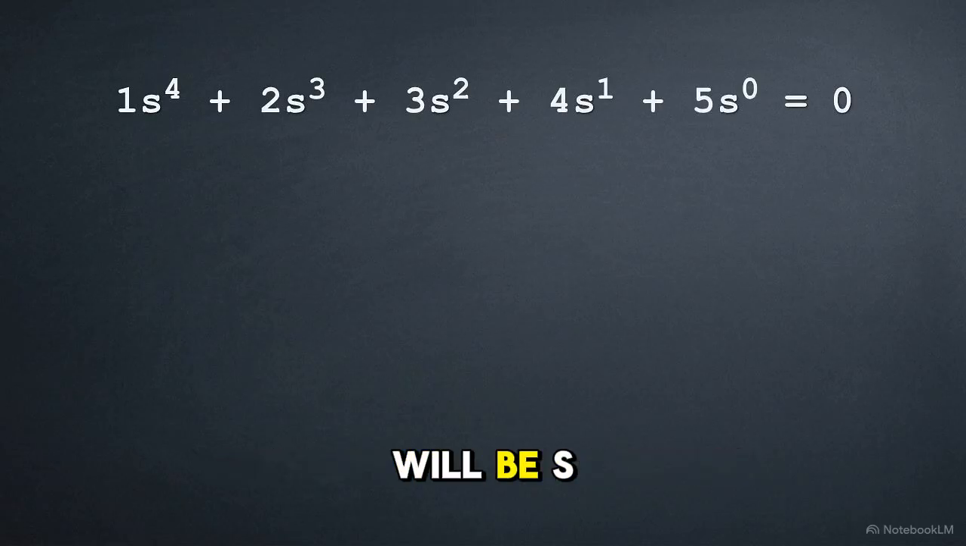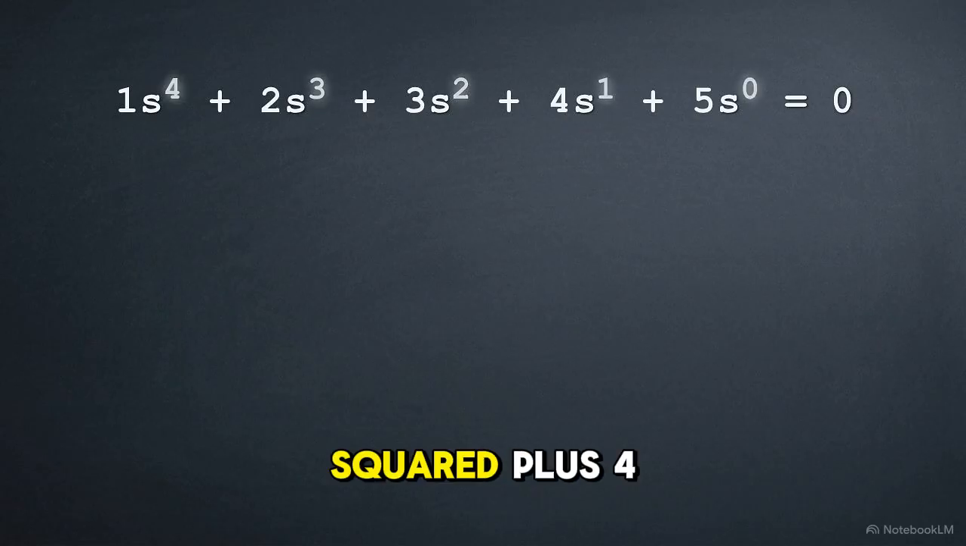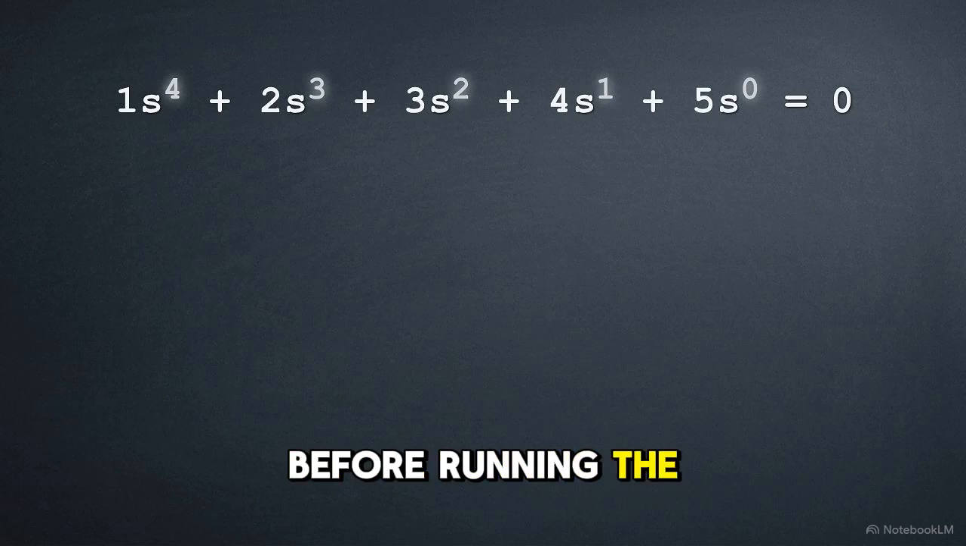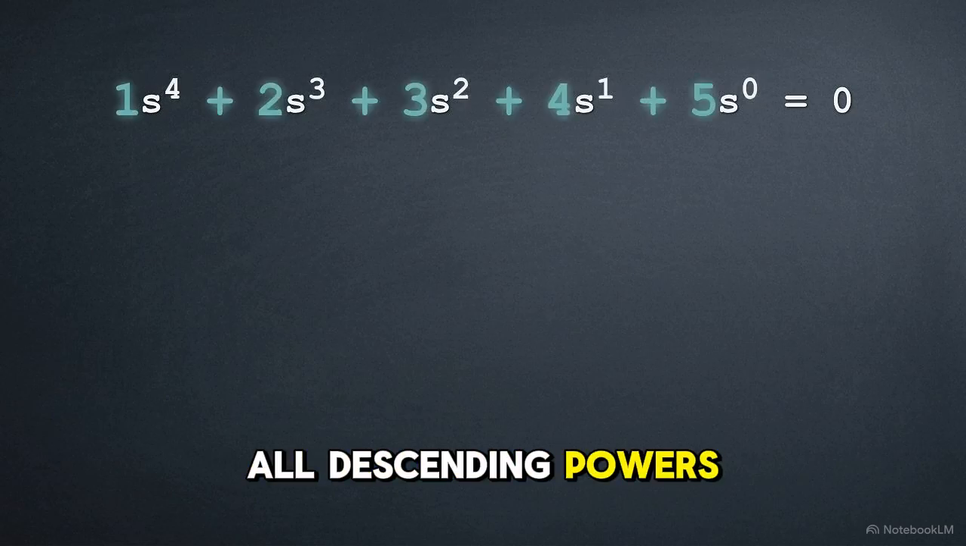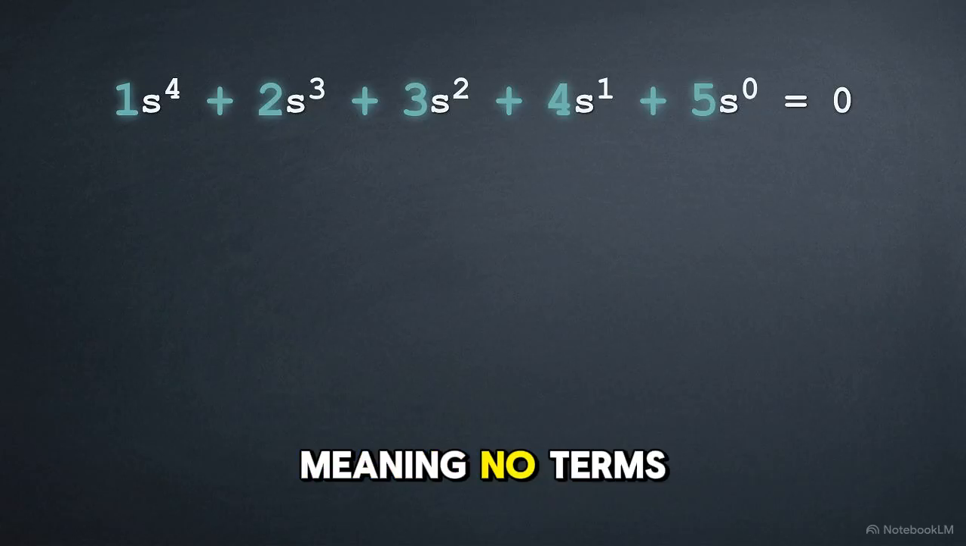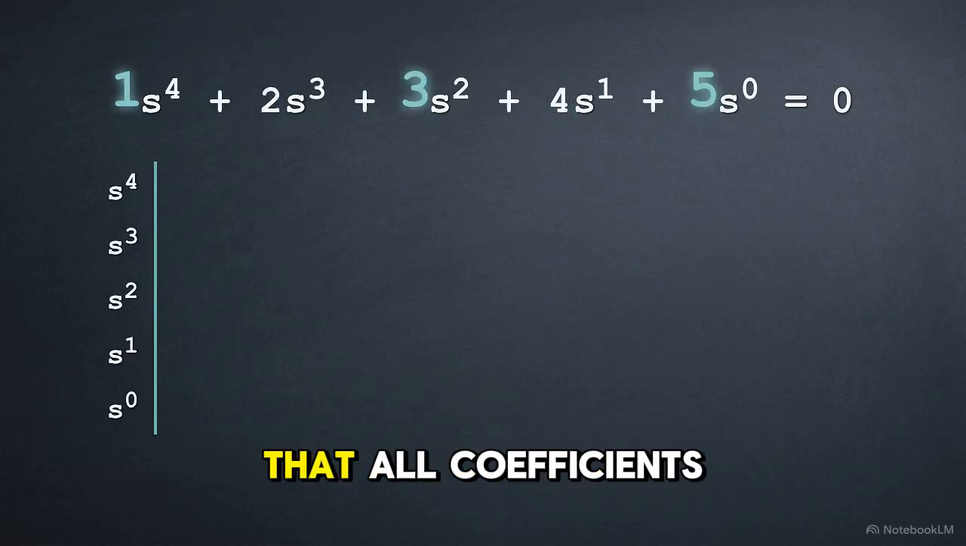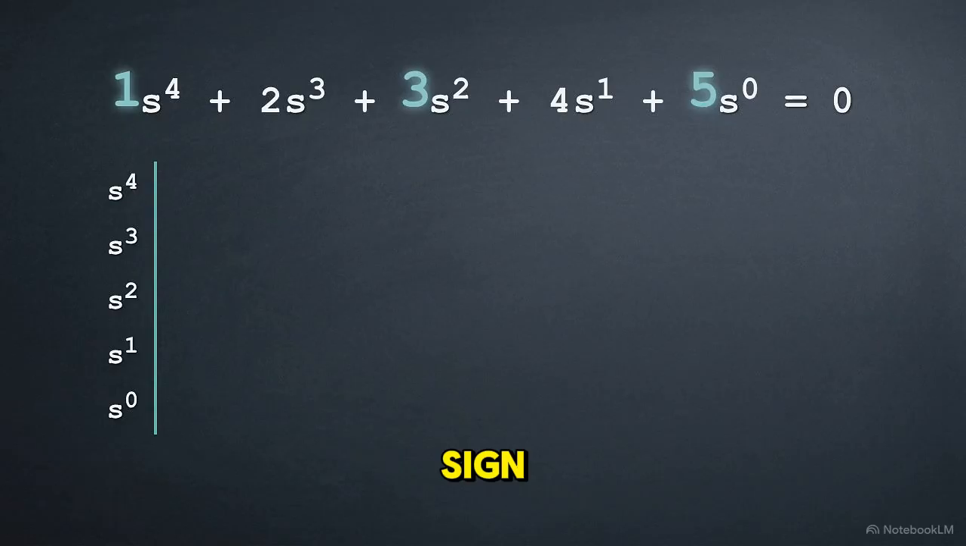Our test case will be s^4 + 2s^3 + 3s^2 + 4s + 5 = 0. Before running the algorithm, we perform a preliminary check. We verify that all descending powers of s are present, meaning no terms are skipped, and we check that all coefficients share the same mathematical sign. In this case, they are all positive.